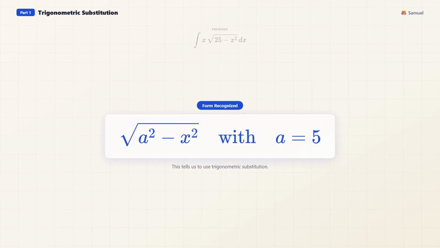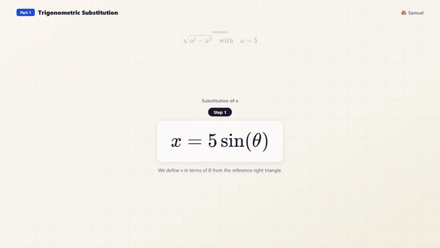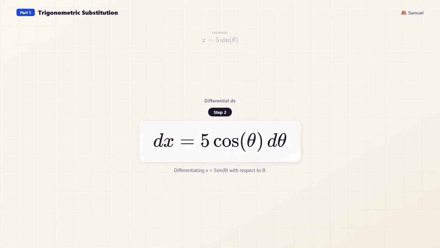We recognize this as the form square root of a squared minus x squared, where a equals 5. This tells us to apply trigonometric substitution. Step 1. We define x as 5 times sine theta. This substitution comes from the reference right triangle, where the hypotenuse is 5. Step 2. We differentiate x equals 5 sine theta with respect to theta. This gives us dx equals 5 cosine theta d theta.